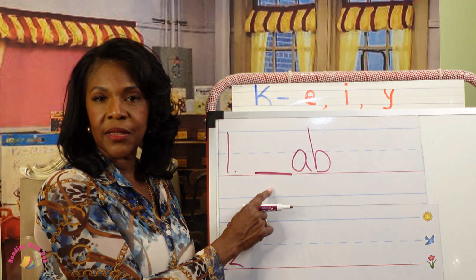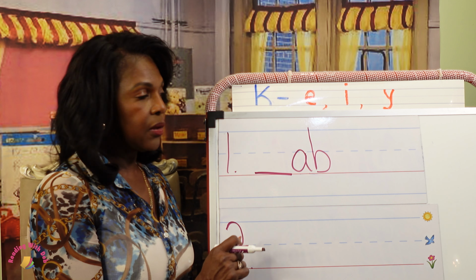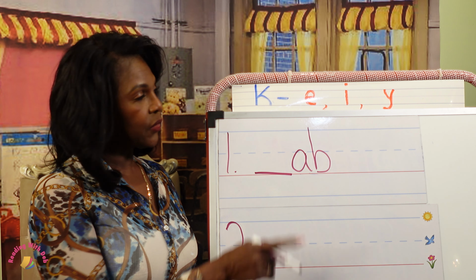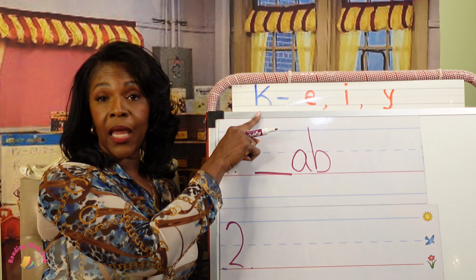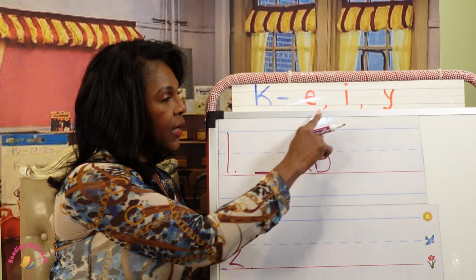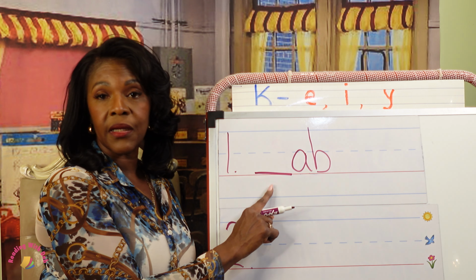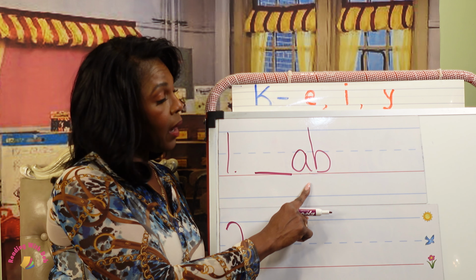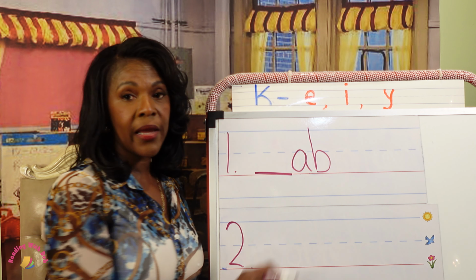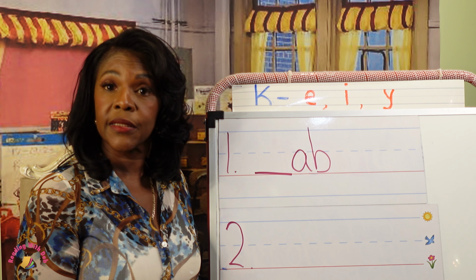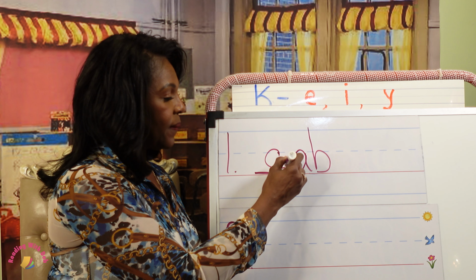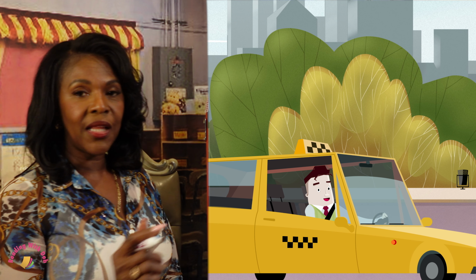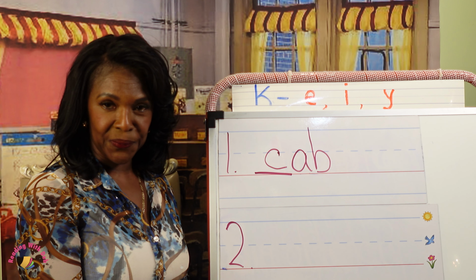Now, which letter are we going to put here for the K sound? Is it going to be a C or a K? Let's look at the rule. We use K before the letters E, I, or Y. Here is the K sound. Now the next letter is A. Well, it is not E, I, or Y, so we are just going to use the letter C. K, ab, cab.